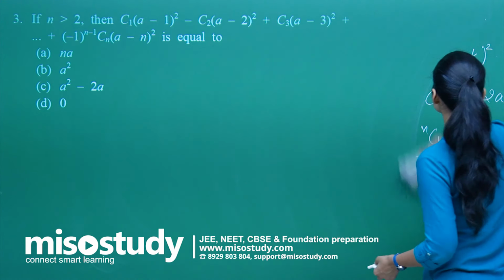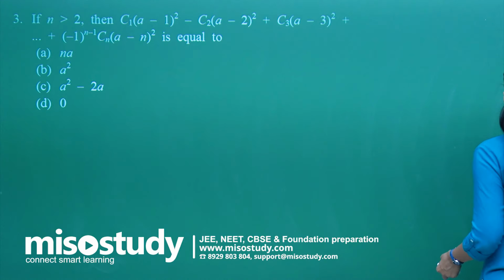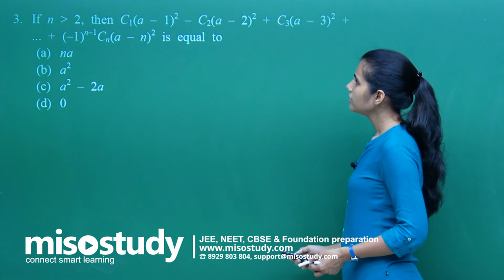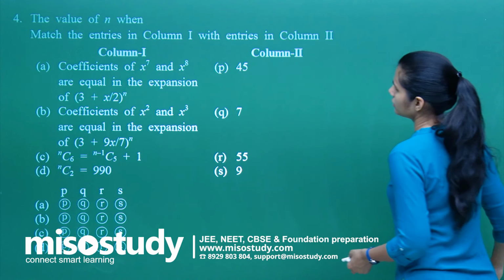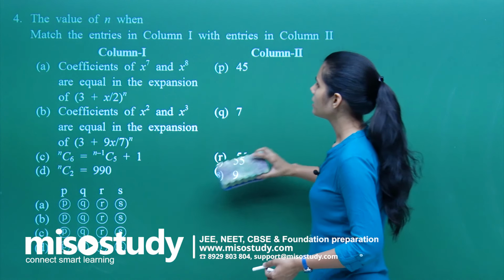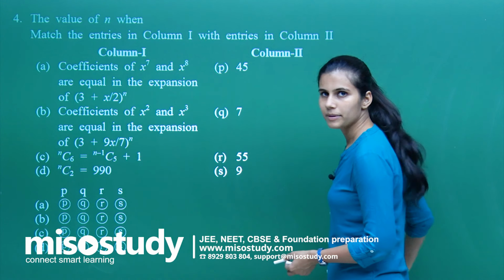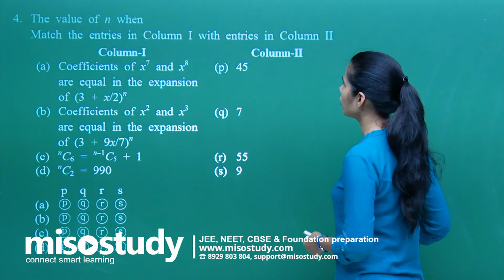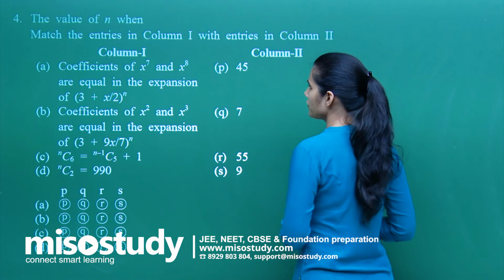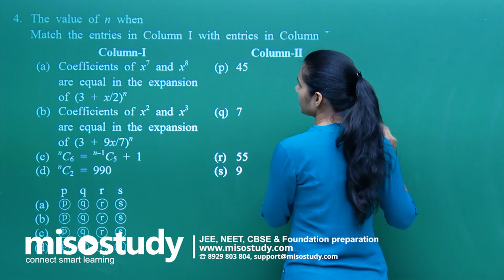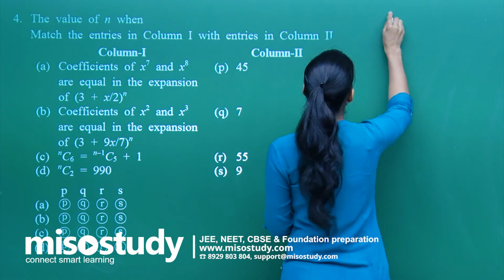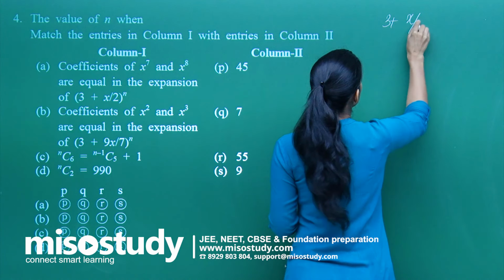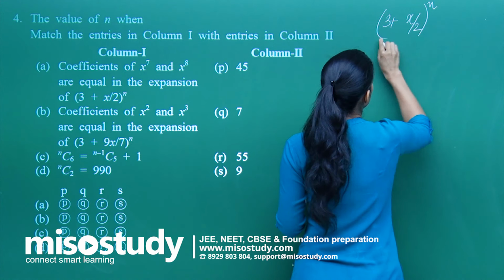Now if you move on to the next question, what is it that we have now? Let's see. The value of n, what is it when all these things are basically taking place? We need to match the entries in column 1 to column 2. Coefficients of x to the power 7 and x to the power 8 are equal in the expansion of (3 + x/2)^n.